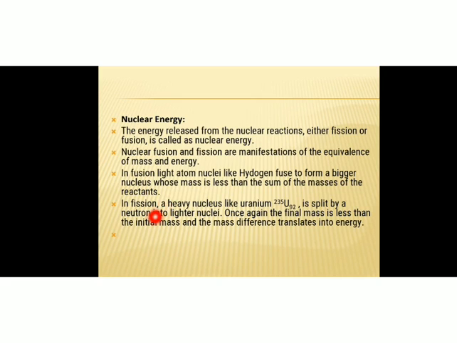Okay, and what happens in fission? In fission, a heavy nucleus like uranium is split by a neutron into lighter nuclei. Once again, the final mass is less than the initial mass, and this mass difference translates into energy. So in both fusion and fission, there is always a difference between the masses of reactants and products. This difference in mass is converted to energy, and this energy appears as nuclear energy.